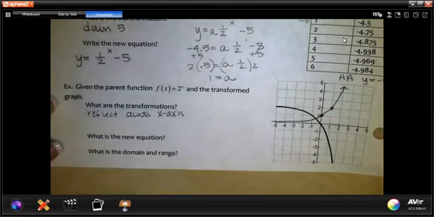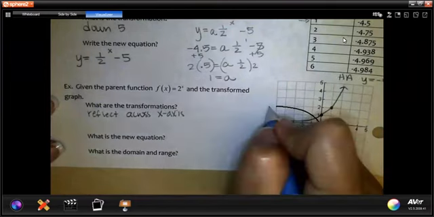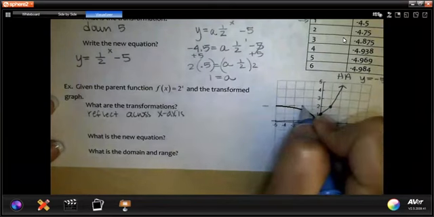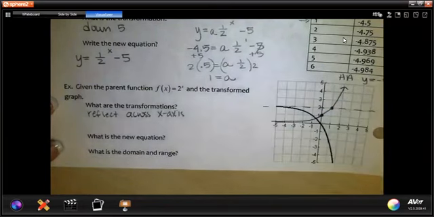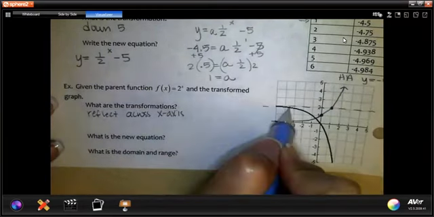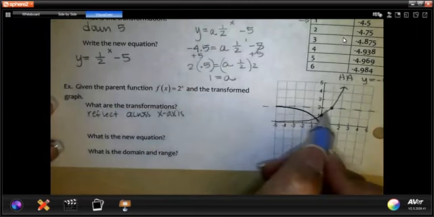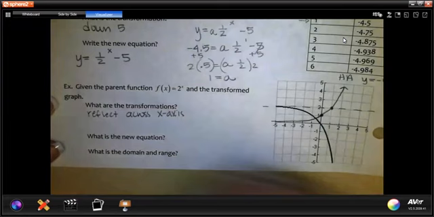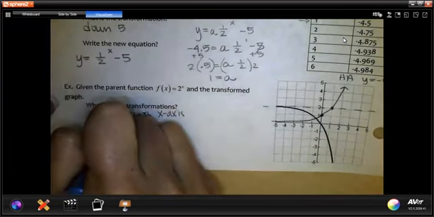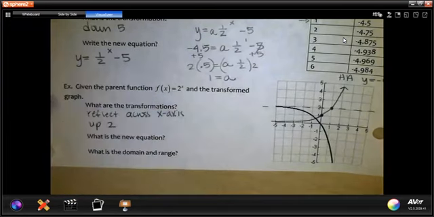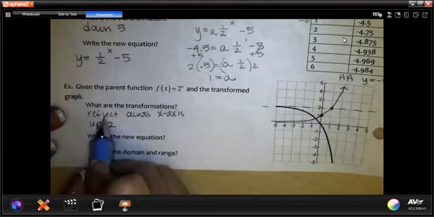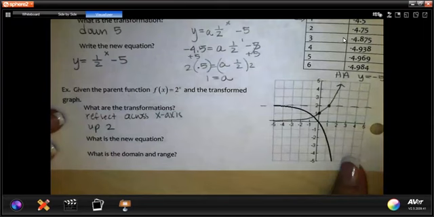The other obvious transformation we see there is the horizontal asymptote has moved. It is right here. That is what the graph is getting closer and closer to. So we know our horizontal asymptote is at y equals 2. So we know this graph has moved up 2. These are the obvious ones. I should be able to spot those very quickly.